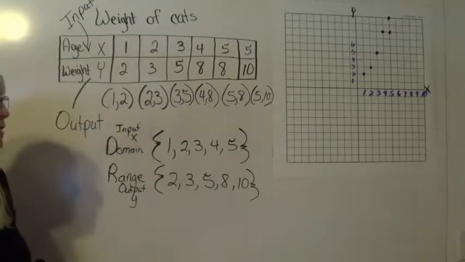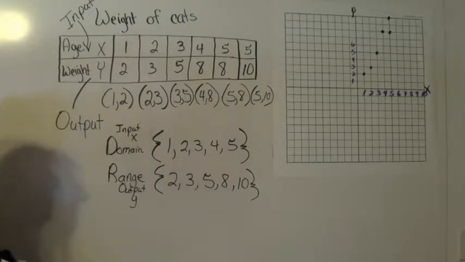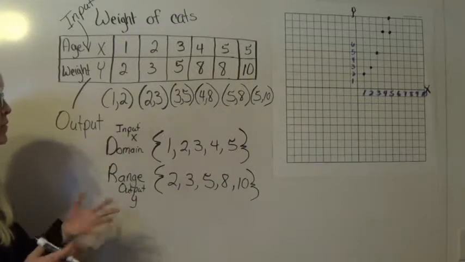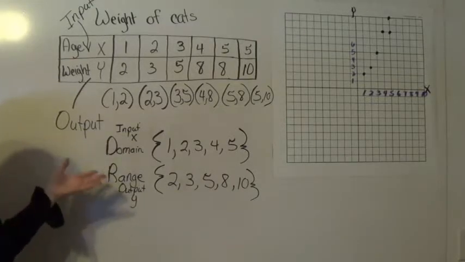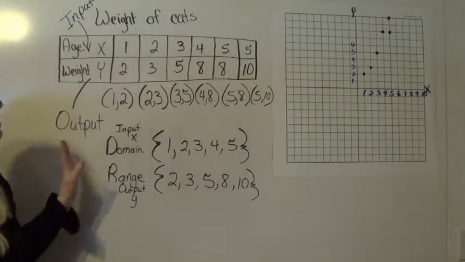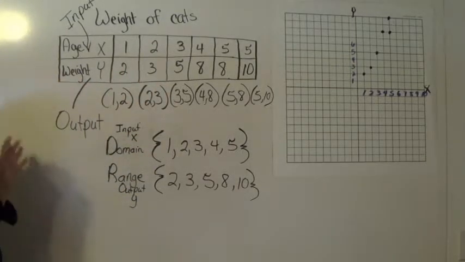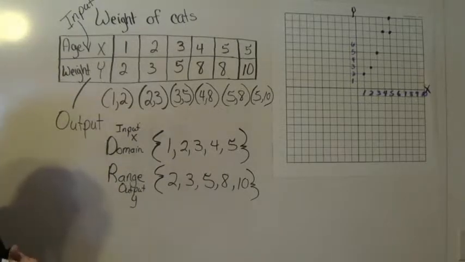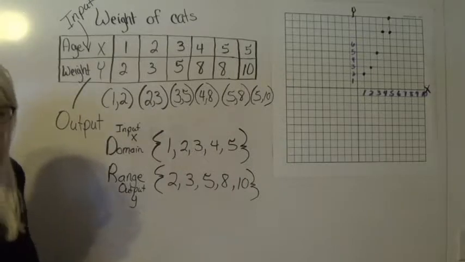So what are we going to do with this? One of the things that we're going to talk about is a relation. These points have a relationship on the graph. Sometimes we see tables and we don't know what the data represents, but this time we do. We know it's the weight of cats. And when we graph it, there's something special that we're going to be looking for.